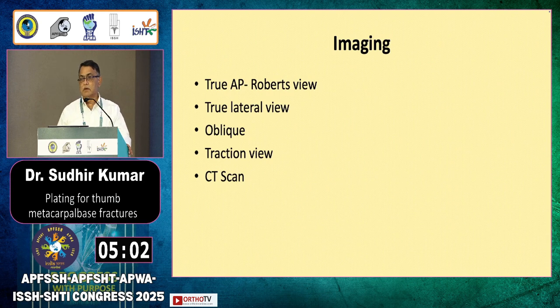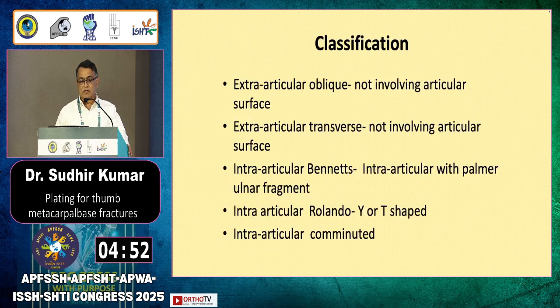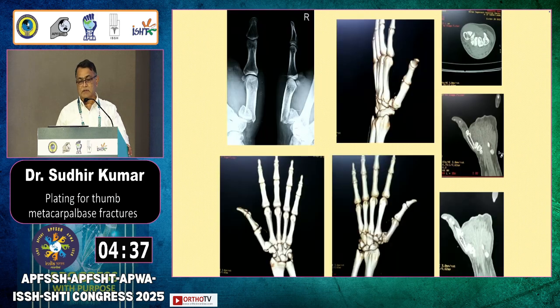Imaging is important. You have to get a true AP view, a true lateral view, an oblique traction view, or sometimes even a CT is indicated to make sure what kind of fracture you are dealing with. Classification includes extra-articular to intra-articular fractures, and various kinds of combinations have to be noticed before putting a screw or plate for fixation.